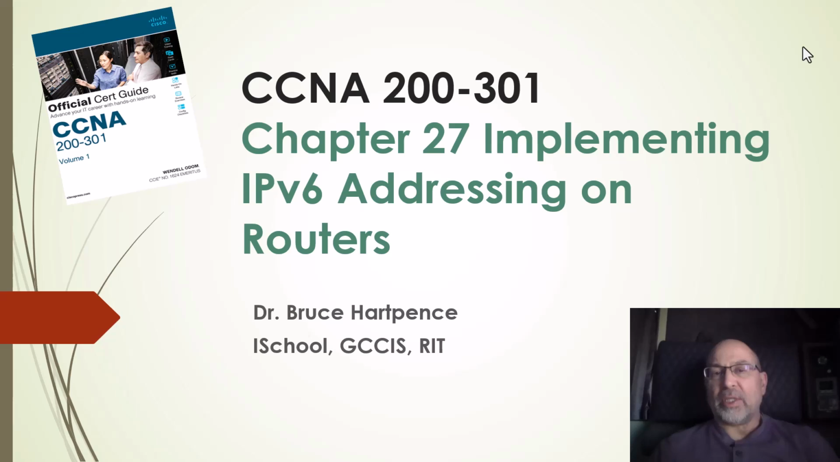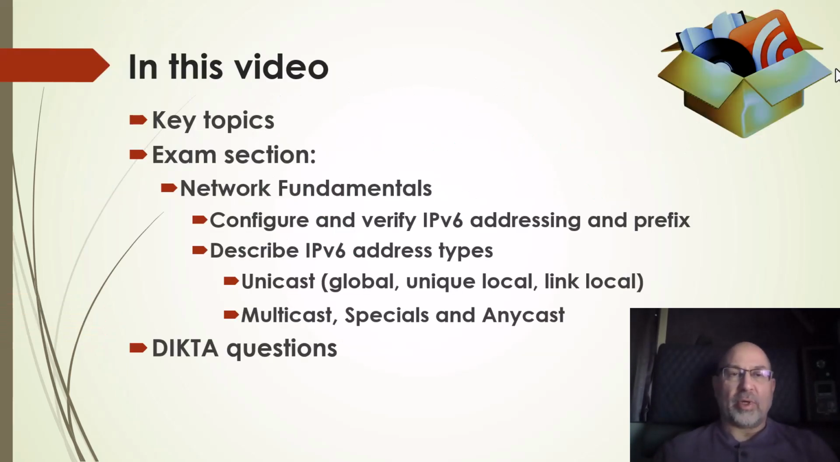But here we go, Chapter 27, implementing IPv6 addressing on routers. Now, as always in this video, we'll do the key topics, and our exam section is network fundamentals, configuring and verifying the IP addressing on a router interface, and then the prefix. We'll do a couple of router commands this time out, and then describe IPv6 address types. We've done a couple so far, and we're going to fill in some blanks, especially the link local and multicast and some specials. And we'll finish off with the "Do I know this already?"